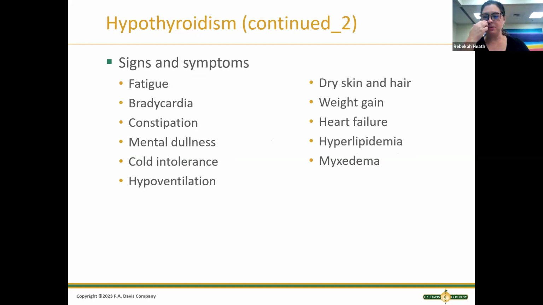So signs and symptoms, think about that metabolic rate being slowed down. So these people are tired. Their heart rate is low. They're constipated, right? The digestive system is slow. They can't handle the cold. Hypoventilation, not taking deep breaths. Their skin and hair are going to be really dry. They're going to have some weight gain. They might develop heart failure and high cholesterol.